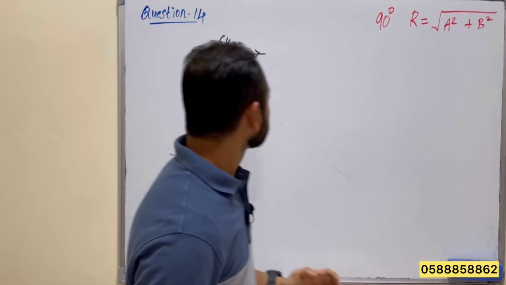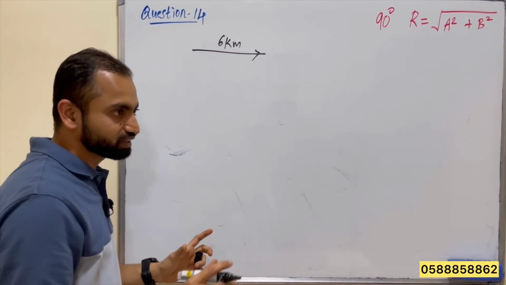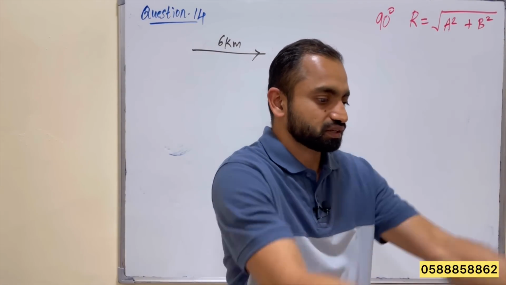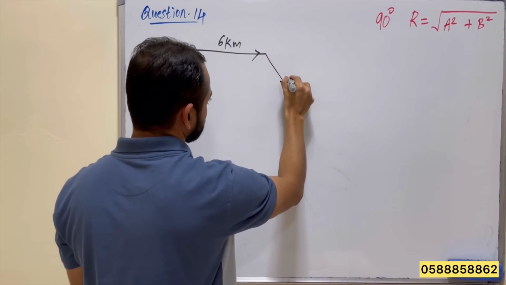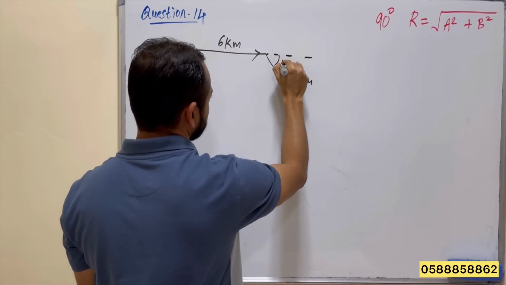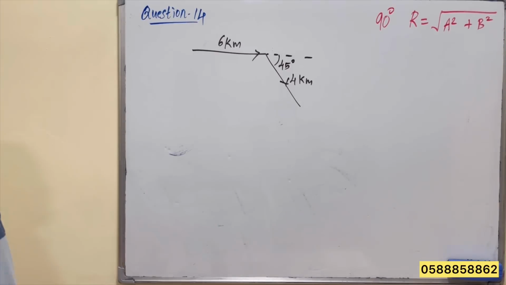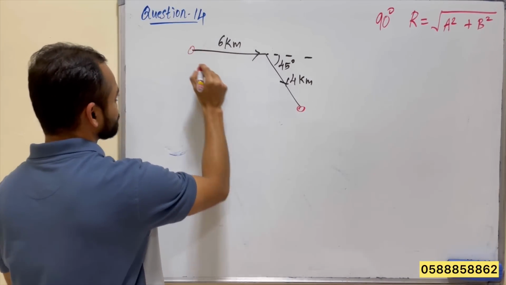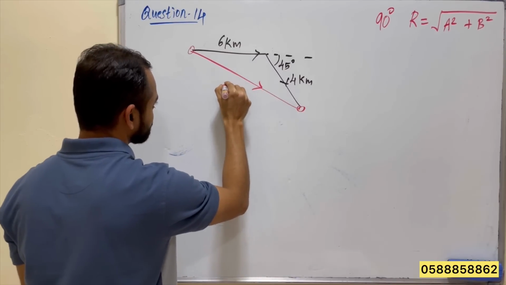Then next you are walking 4 kilometer. Then you are turning 45 degree to your right side. You are walking like this, turning 45 degree to the right side and walking, for example, 4 kilometers. This angle is 45 degree. What is the resultant? Resultant displacement is from the starting to the end. You started from here and you reached there. So this is your resultant displacement R.